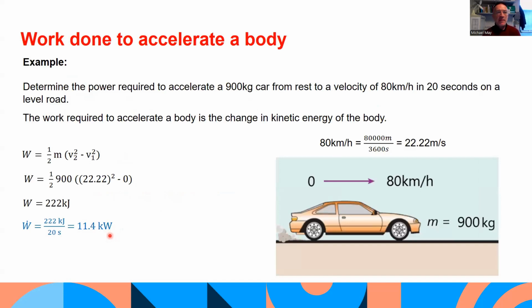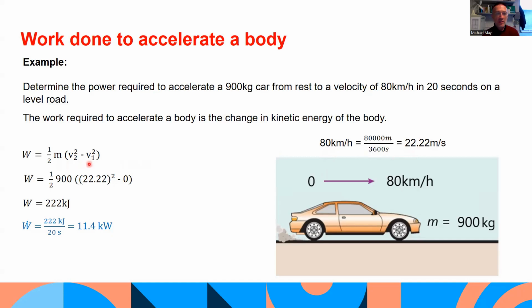But another example: determine the power required to accelerate a 900 kilogram car from rest to a velocity of 80 kilometers an hour in 20 seconds on a level road. The work required to accelerate a body is the change in the kinetic energy of the body. So let's first of all change the 80 kilometers an hour to meters per second. So we multiply by 1,000 and divide by 3,600.